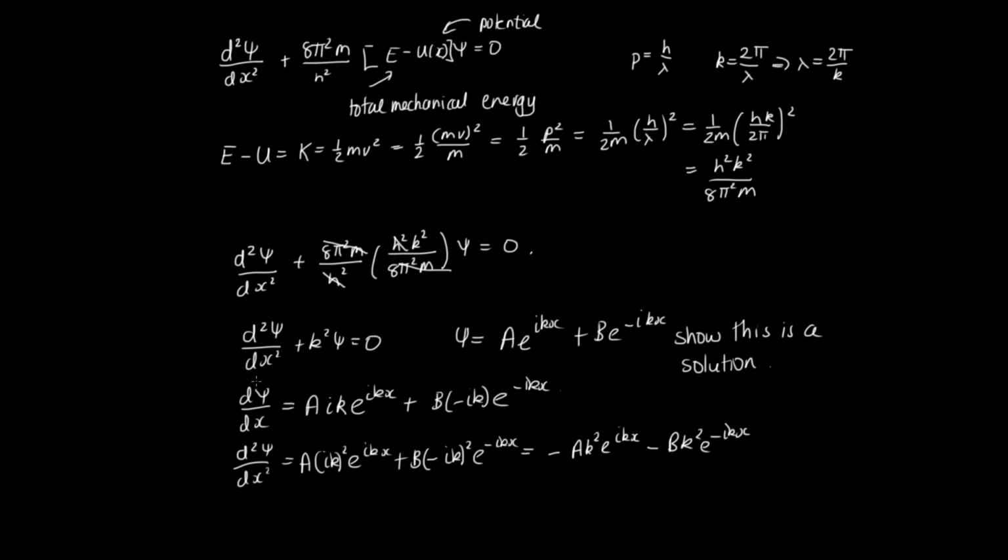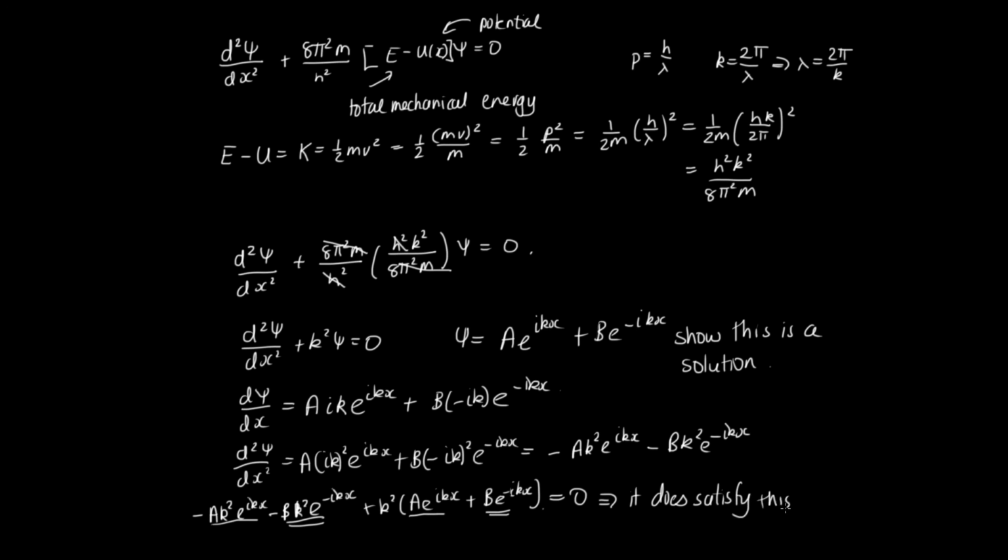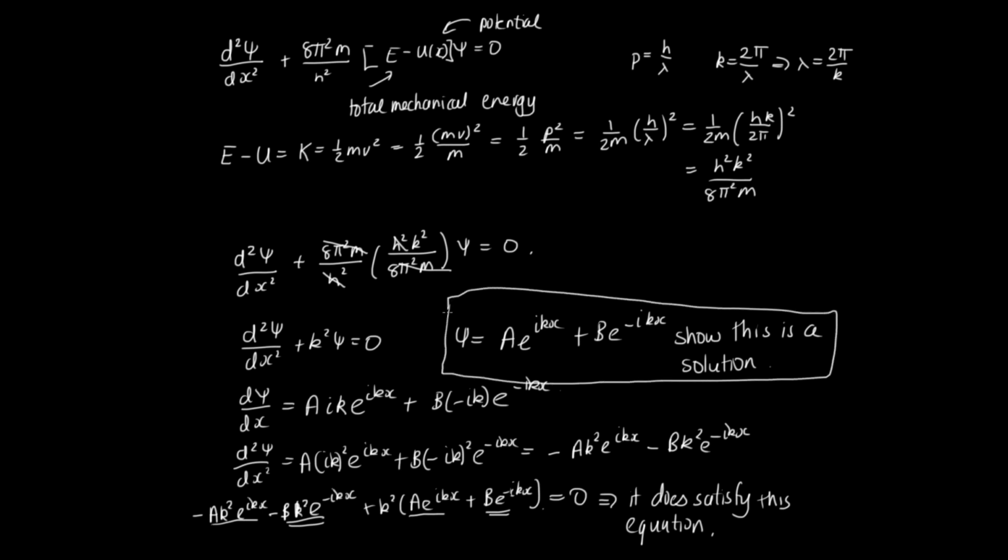Now we're going to substitute in here. So we have minus A k squared e to the ikx minus B k squared e to the minus ikx. That's this part, plus k squared times psi, and psi is A e to the ikx plus B e to the minus ikx. So we've just got a k squared here. You can see this term is going to cancel this term, and this term is going to cancel that term. So this is indeed equal to 0. It does satisfy the equation. So we've shown a solution to our Schrödinger equation. This is our solution to the Schrödinger equation given that U is constant.